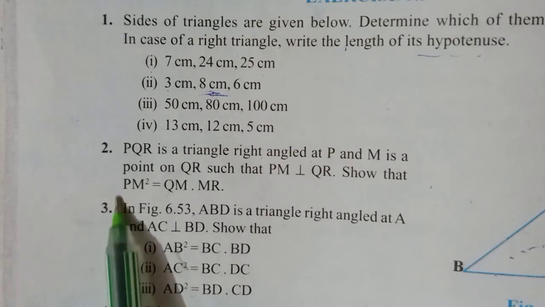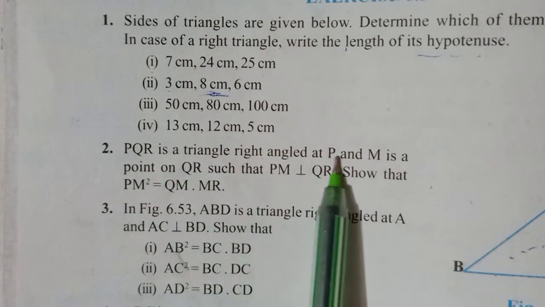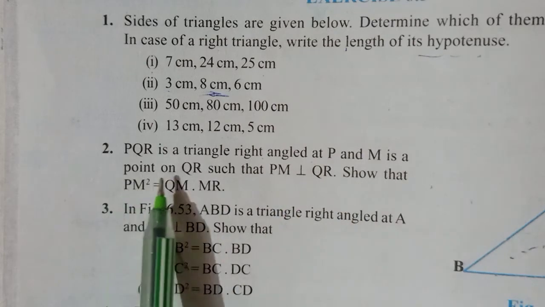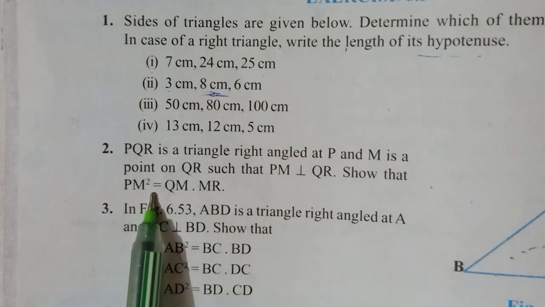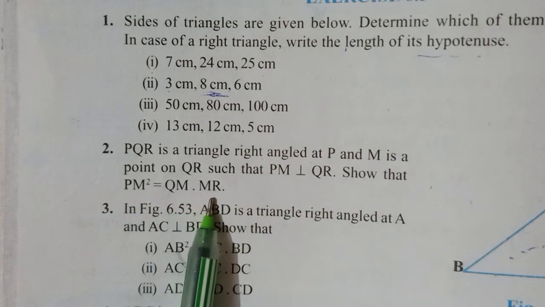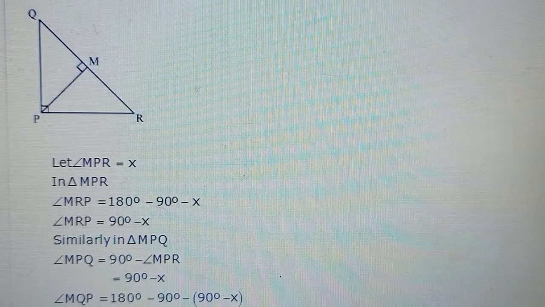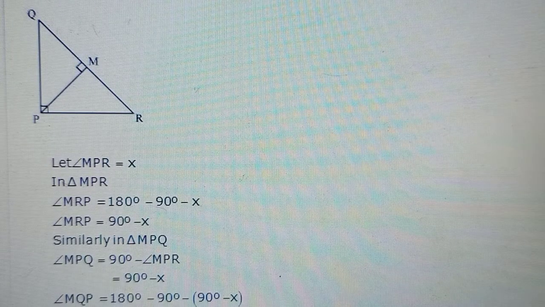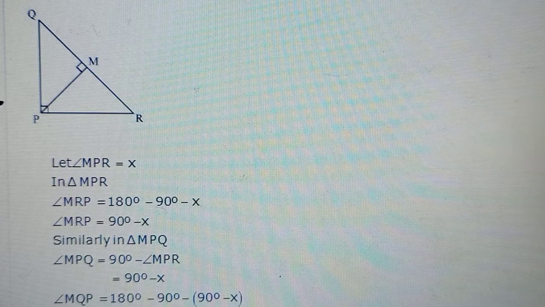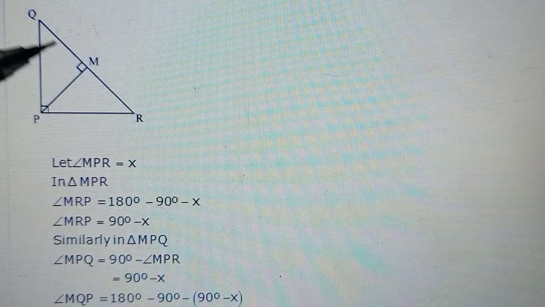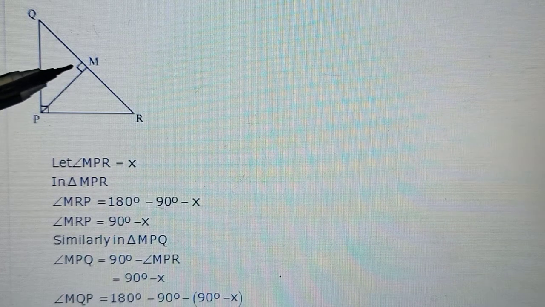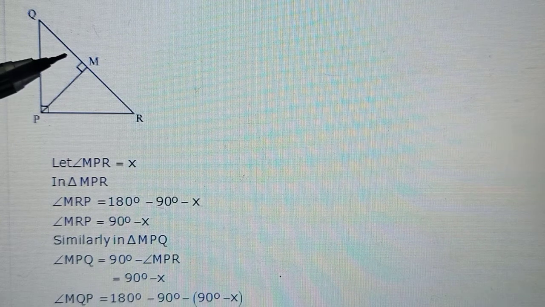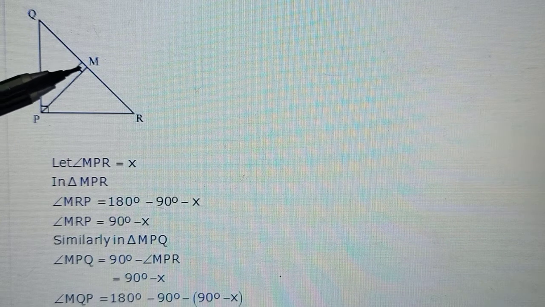Now the second question that you have: PQR is a triangle which is right angled at P, and M is a point on QR such that PM is perpendicular to QR. Then you have to show that PM square is equal to QM into MR. So first we'll make your triangle PQR, which is right angled at P, and then from P you had to drop a perpendicular PM on QR, right? Then you had to show that PM square is equal to QM into MR.